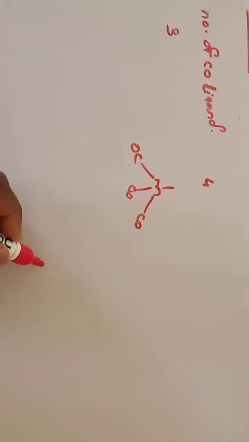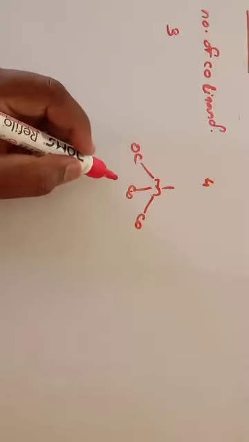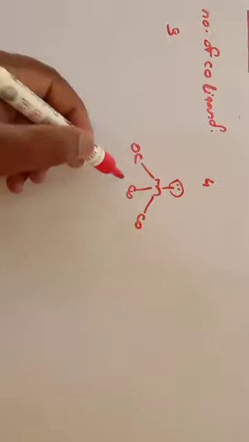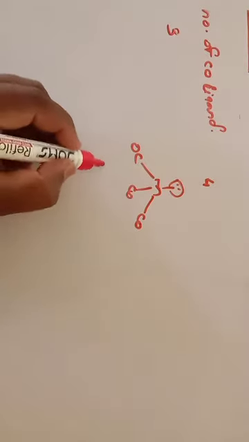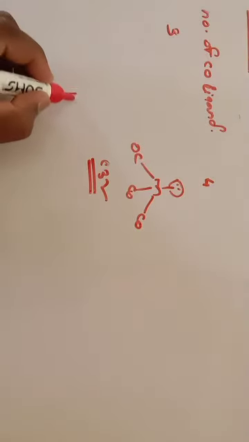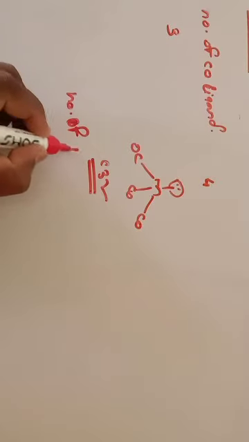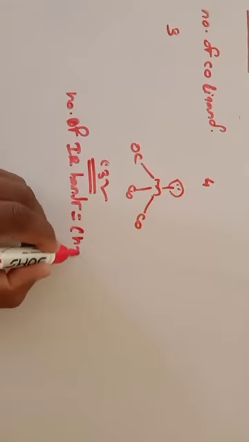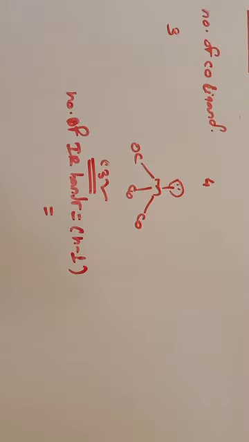If you consider this molecule, it looks like ammonia. If you consider this vacant side as a lone pair, it looks like an ammonia molecule, so it has the point group C3V. We know that the number of IR bands for the C3V point group is n minus 1, where n is the number of carbonyls. So n minus 1 becomes 3 minus 1, and we get 2 IR bands.